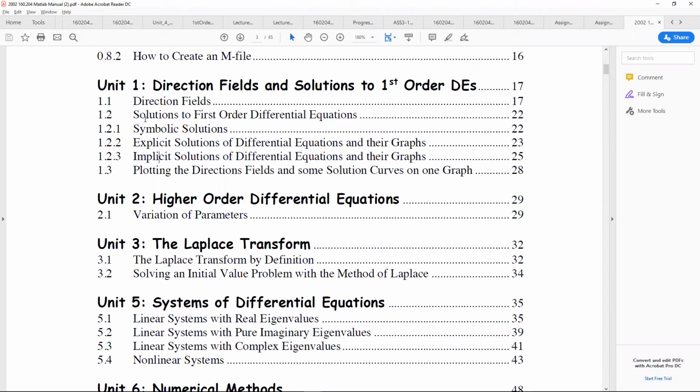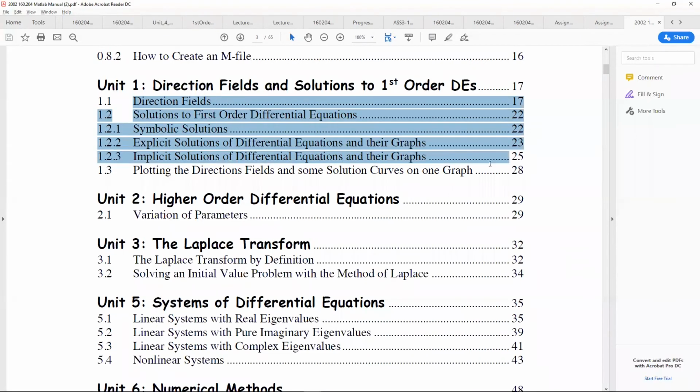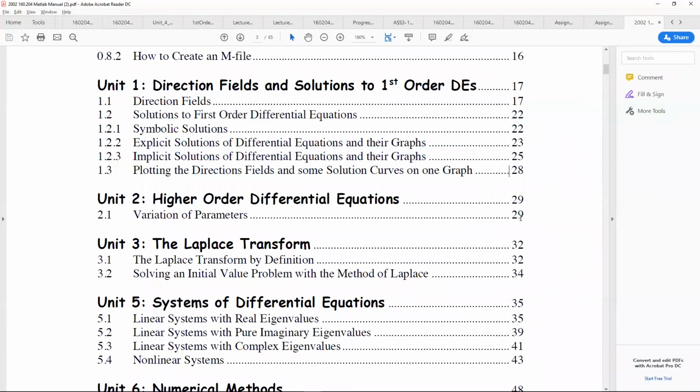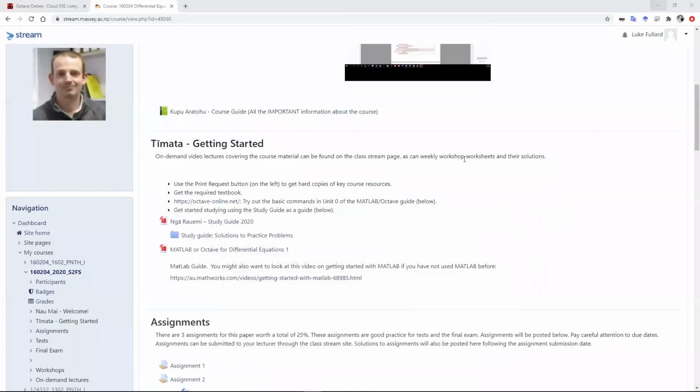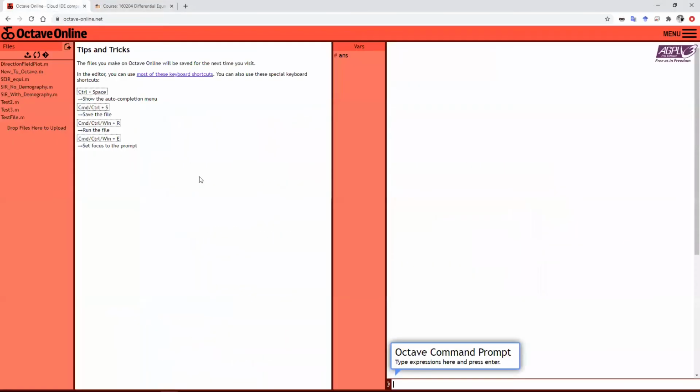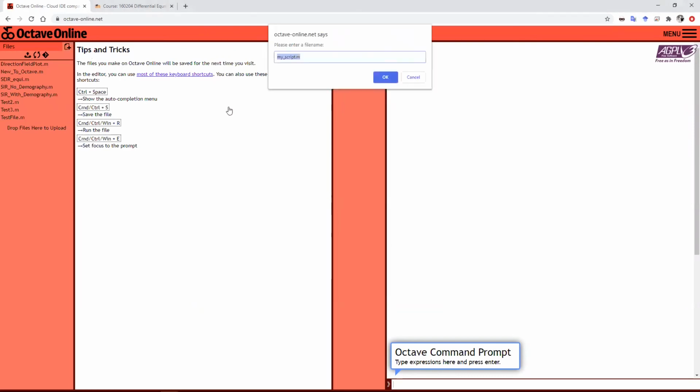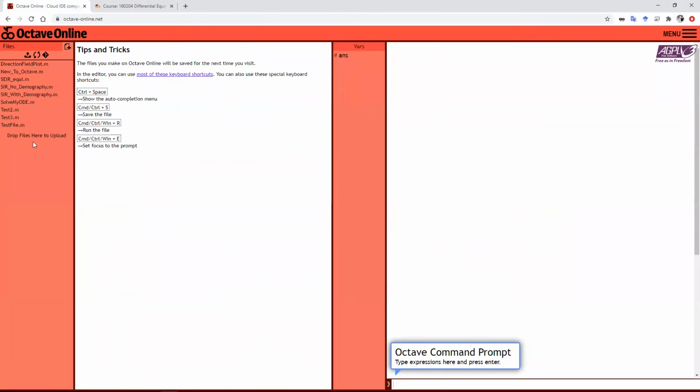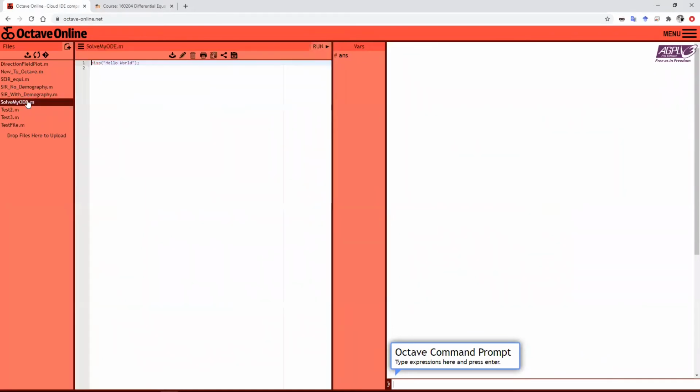Right, so in this Unit 1 section here, this will tell you how to solve ODEs using MATLAB. But just so that we've got some flexibility here, I'm going to show you how to use Octave Online to solve these ODEs. Okay, so create a new file here. Maybe I'll call it solve my ODE. I'll get rid of that junk text.